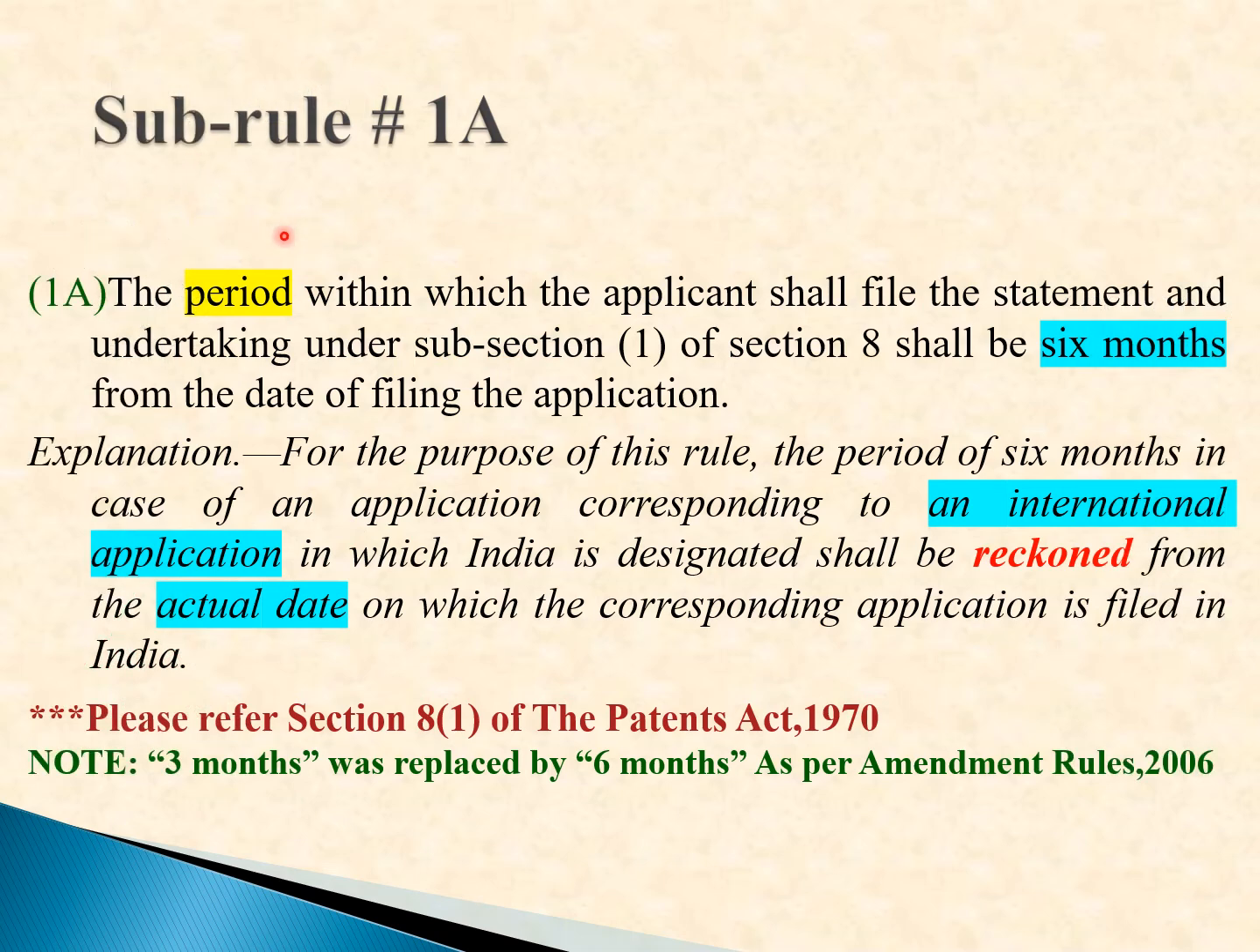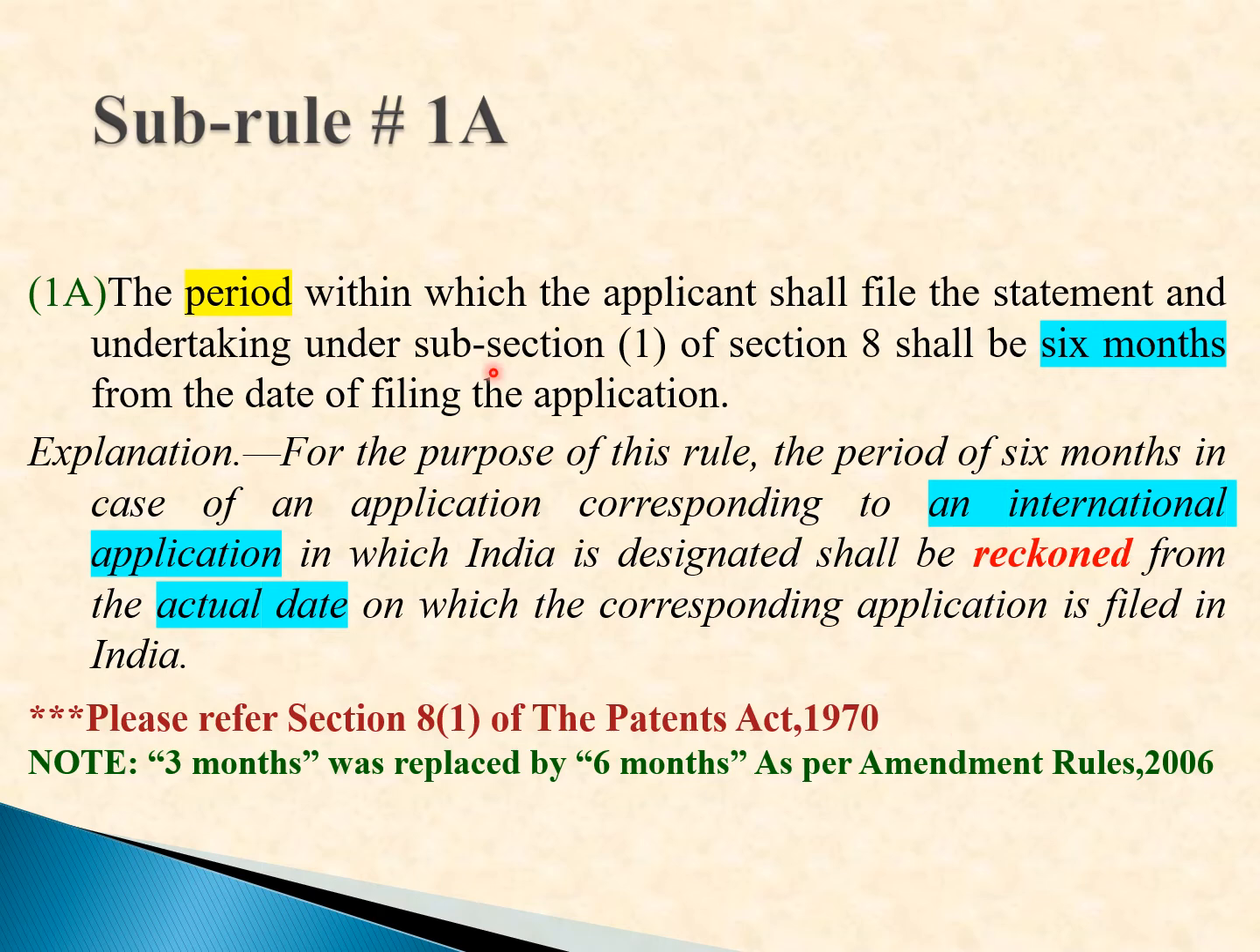Sub-rule 1A. This says the period within which the applicant shall file the statement and undertaking under subsection 1 of section 8 shall be 6 months from the date of filing the application. Fine. What is the explanation? For the purpose of this rule, the period of 6 months in case of an application corresponding to an international application in which India is designated shall be reckoned from the actual date on which the corresponding application is filed in India. Fine. So for this also please refer to section 8 subsection 1 of the Patents Act 1970.